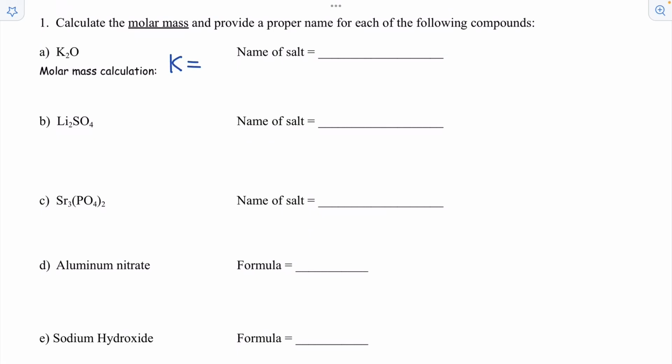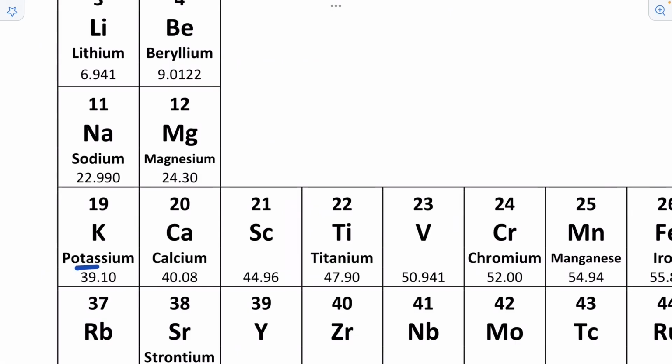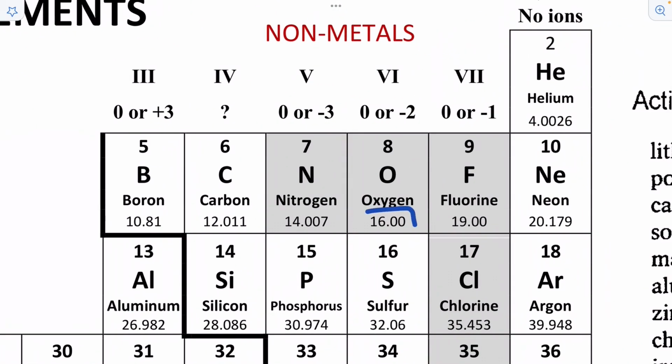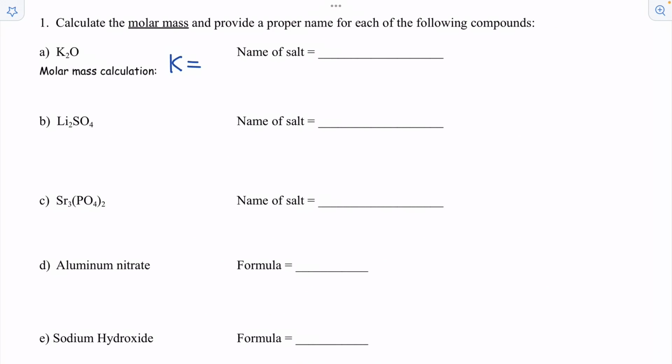Potassium has a molar mass of 39. Please round your numbers up or down to the nearest whole number. Your molar masses should be whole numbers. We're going to use 39. The other element we need for this is oxygen. The molar mass is 16. Potassium is 39 grams. Label your units. Oxygen, 16 grams. If you added this together right now, that would be an incorrect answer.